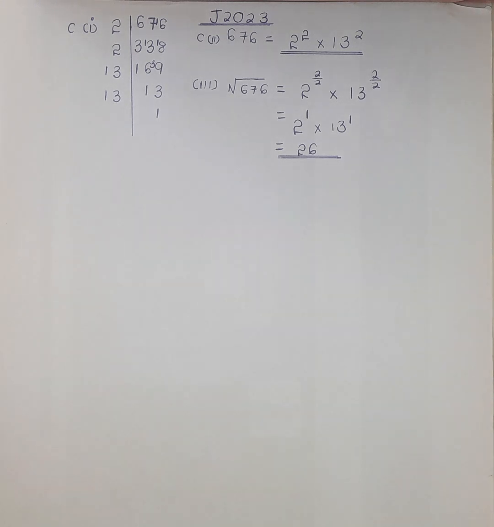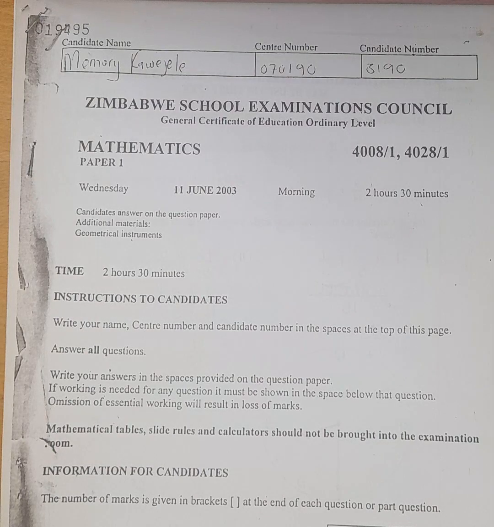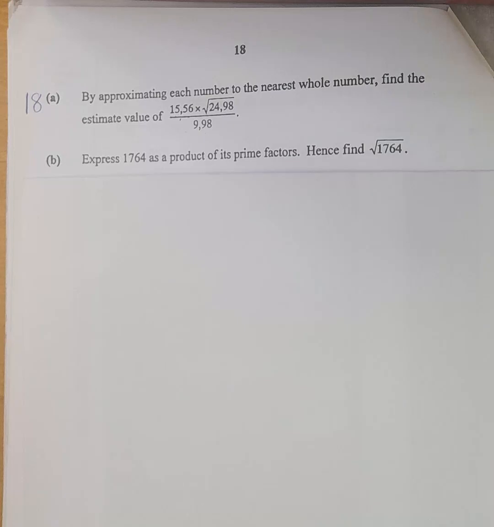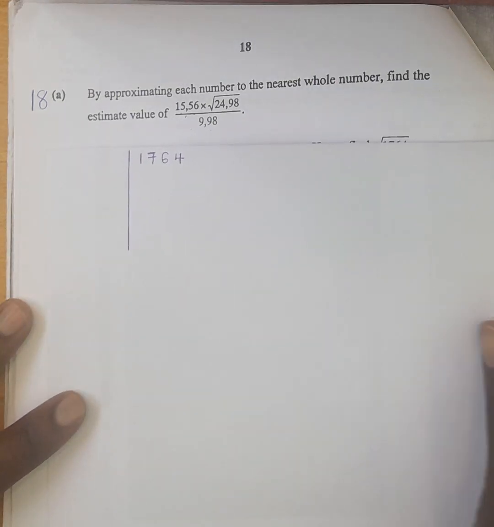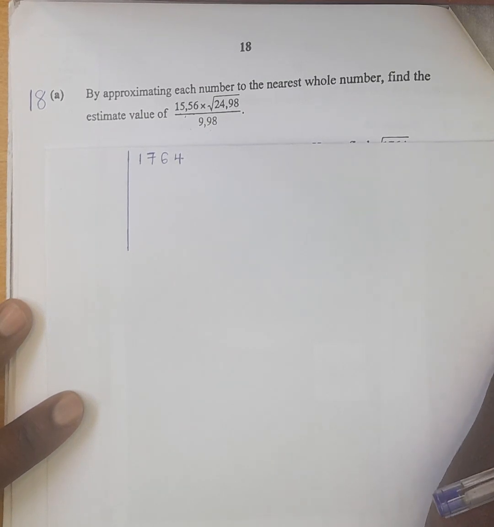Let us look at another question where we are supposed to calculate the square root without using a calculator. We are going to extract our second question from June 2003, Maths paper 1. The question on square root was on number 18B. It is reading: express 1764 as a product of its prime factors, hence find the square root of 1764. So we want to express 1764 as a product of its prime factors.